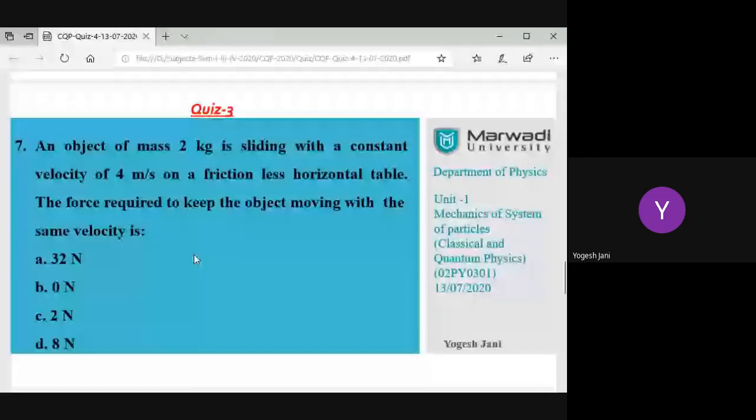Then the seventh one: an object of mass 2 kg is sliding with a constant velocity of 4 meters per second on a frictionless horizontal table. The force required to keep the object moving with the same velocity? So this is moving on a frictionless surface. How much force is required? You can calculate the force by rate of change of momentum. That is possible. But we know definitely that when you are moving on a frictionless surface, you do not require any force.